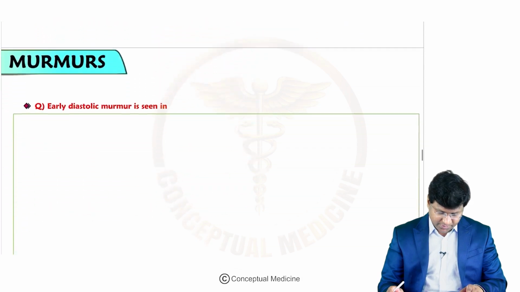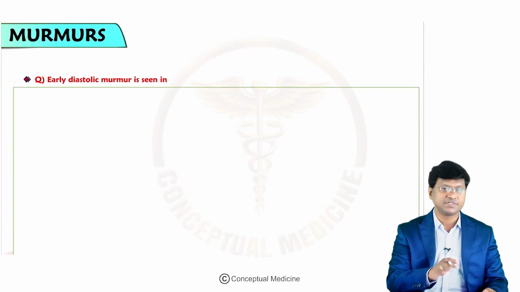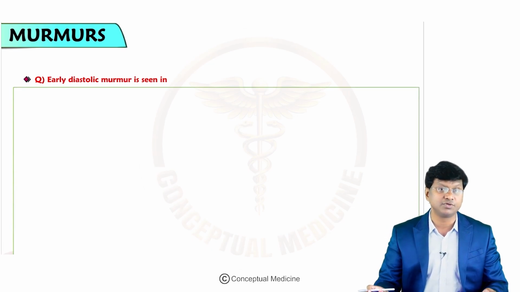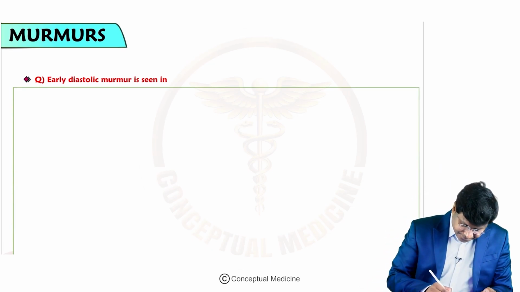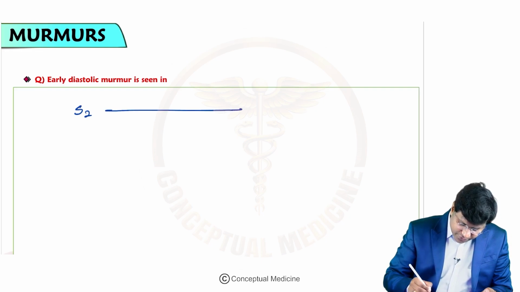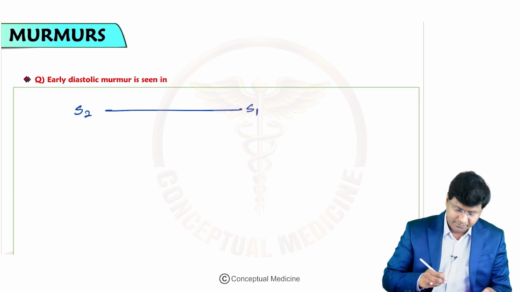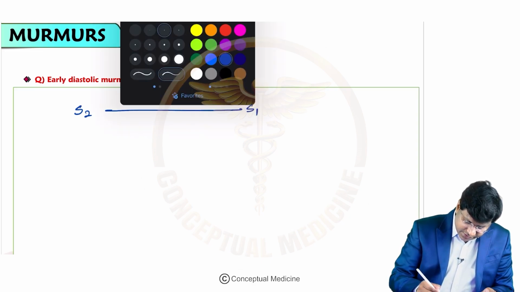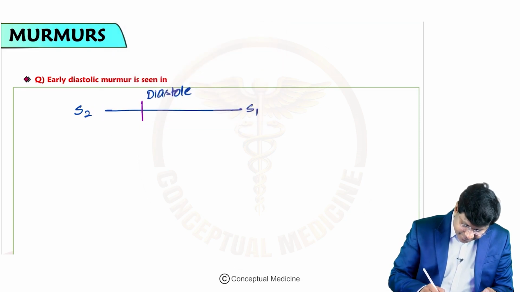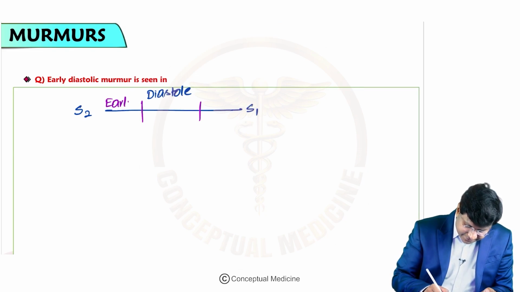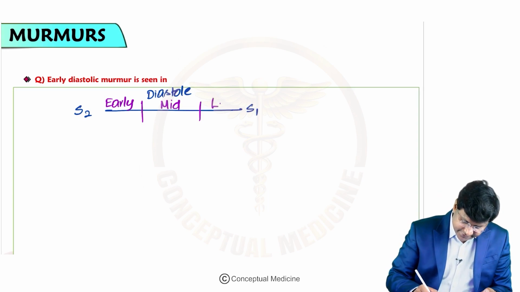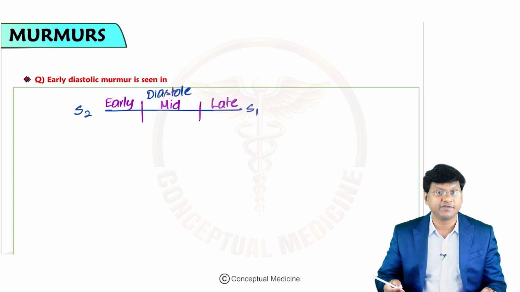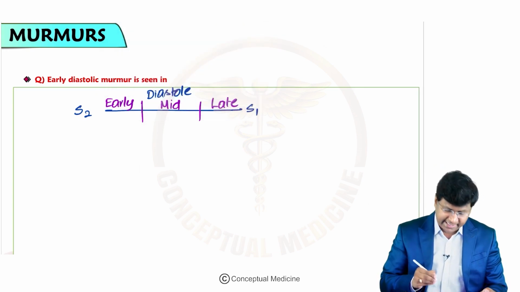Next. Now, coming to the diastolic murmurs. That was the discussion about your systolic murmurs. Let me discuss the diastolic murmurs. See, diastolic murmurs are those which are heard between S2 and S1. This diastole, we divide into the early part of the diastole, then mid part of the diastole, and the late diastolic phase.